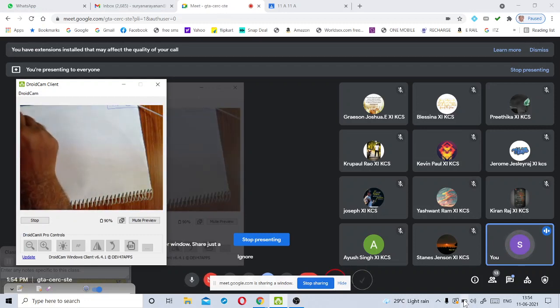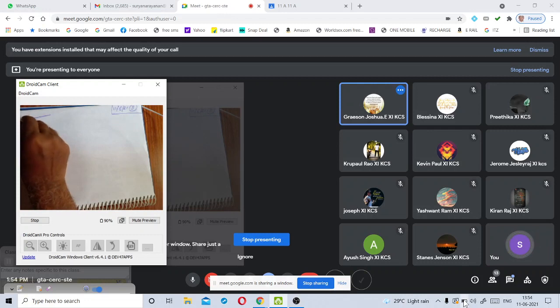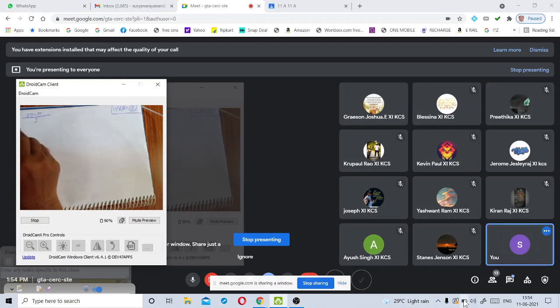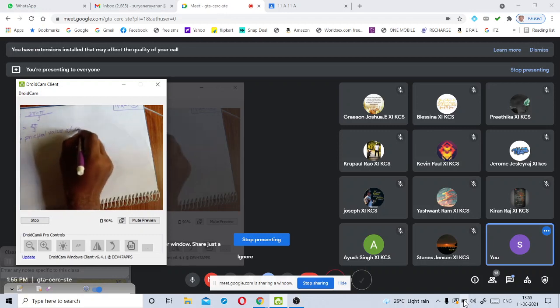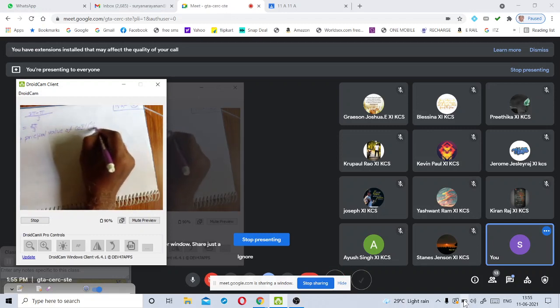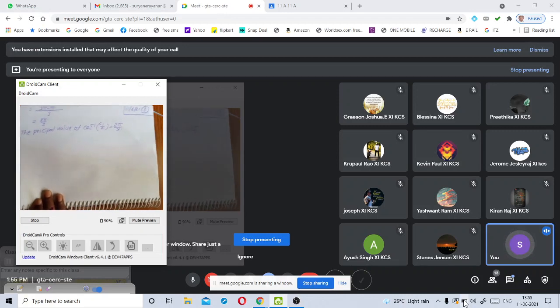Pi minus pi by 3. Take the LCM here. So 3 pi minus pi by 3, sir. Then what will you get in the numerator? 2 pi by 3, sir. 2 pi by 3. This is the principal value of cos inverse of minus 1 by 2. Therefore, the principal value of cos inverse of minus 1 by 2 is 2 pi by 3.